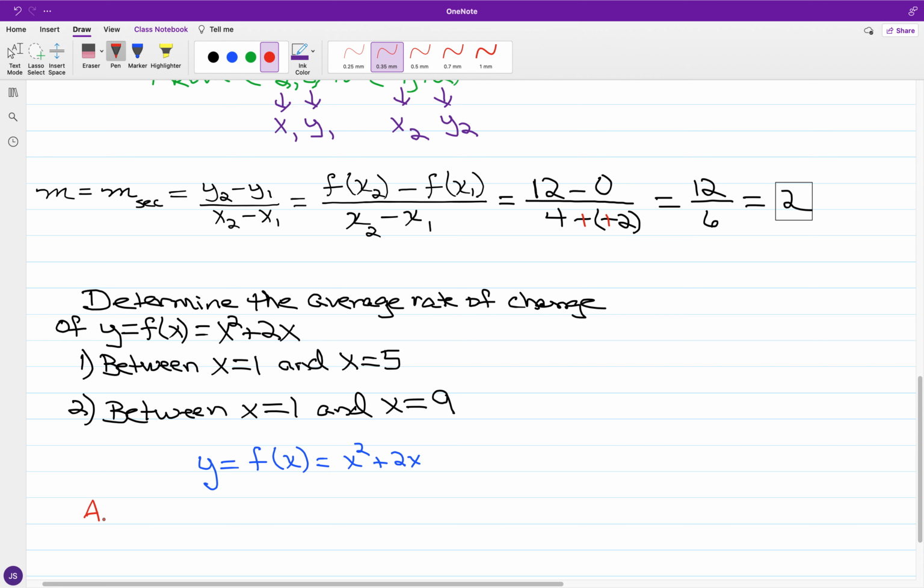For the given function, looking at the determination of function values, at x equals 1 the corresponding y value is f of 1, which is 1 squared plus 2 times 1. 1 squared is 1, 2 times 1 is 2, and 1 plus 2 is 3. So as a point on the graph of the function, we have 1, 3.